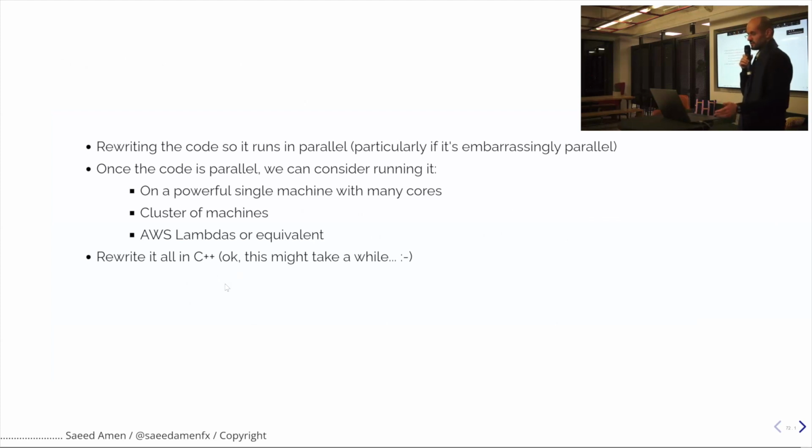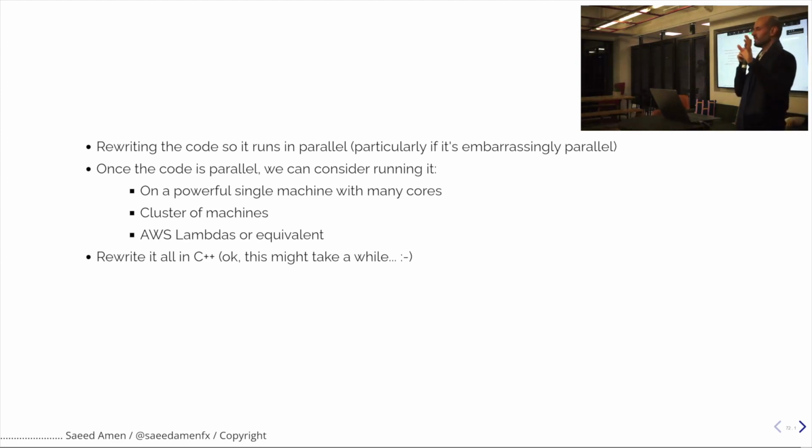I guess you could consider, once the code is parallel, you could use a cluster of machines, maybe AWS Lambdas or equivalent, or maybe just rewrite it all in Rust or C++. That's another consideration. But I guess we're trying to minimize the amount of effort that we use to speed up the code. And I'd say the key point is that it's always cool to speed up code. Like, okay, someone disagrees with that statement.